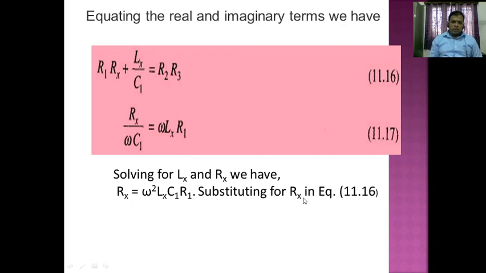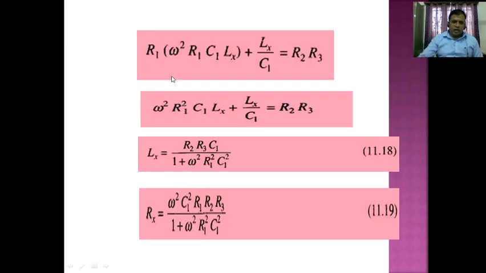Now substituting this value of Rx in the above equation, which has Rx, we can get the Lx value by substituting and rearranging. Finally what we get is R1 into omega square R1 C1 Lx plus Lx by C1 is equal to R2 R3, and therefore omega square R1 square C1 Lx plus Lx by C1 is equal to R2 R3.